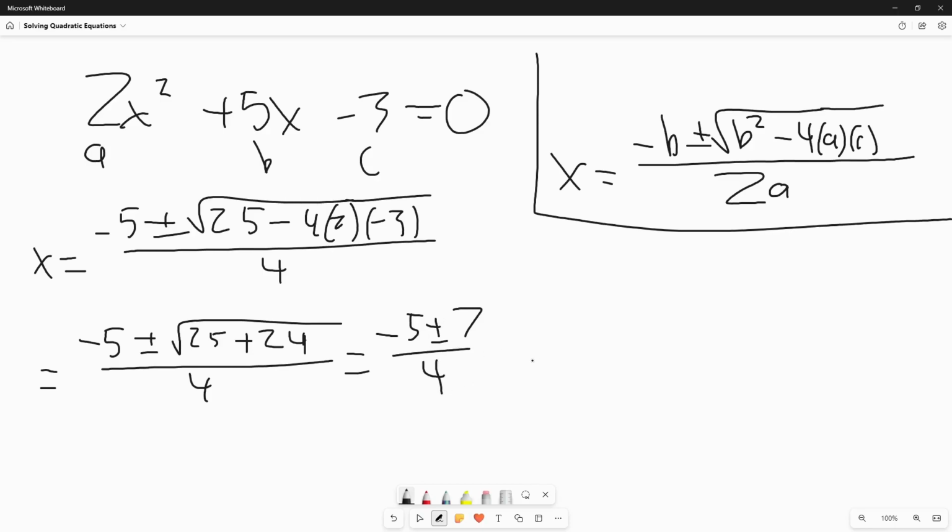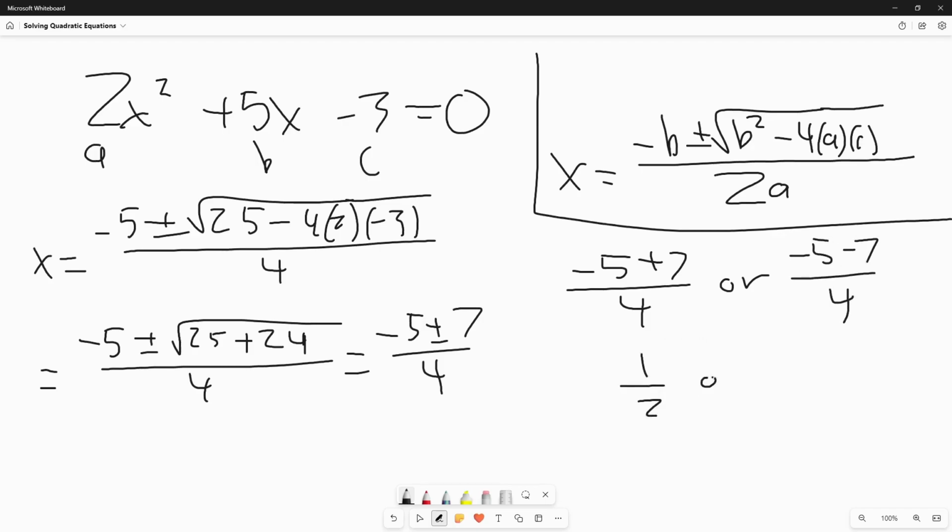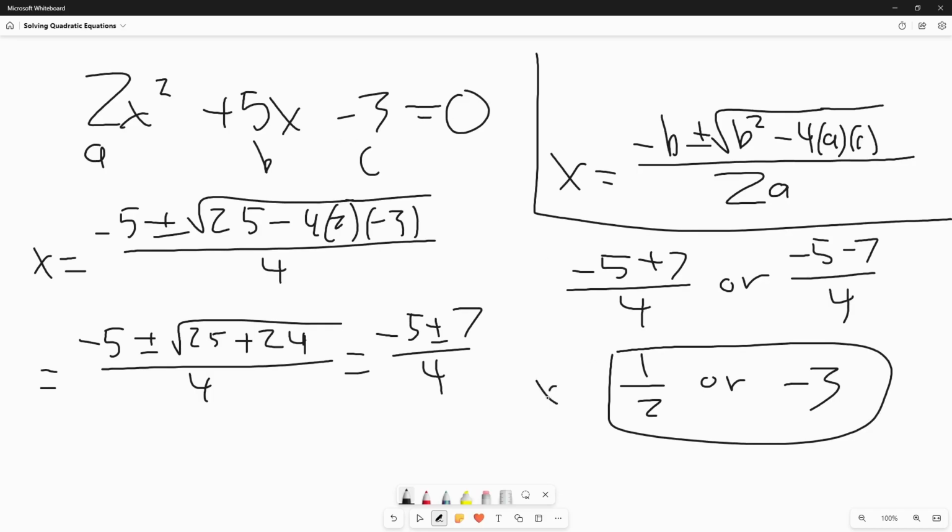And then let's split this up into 2. So negative 5 plus 7 over 4, or negative 5 minus 7 over 4. And we get 1/2 or negative 3 as our solutions to this equation. And don't forget to set it equal to x.